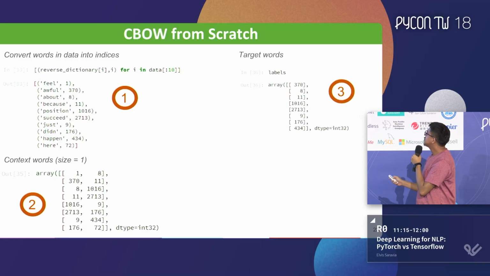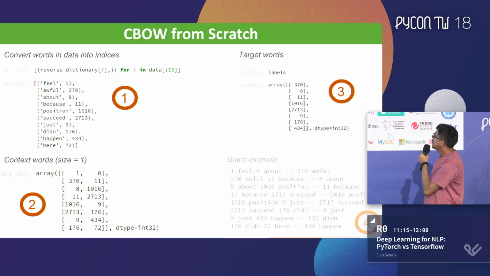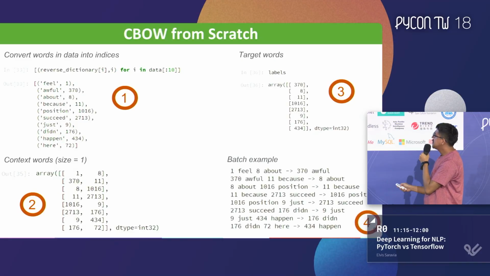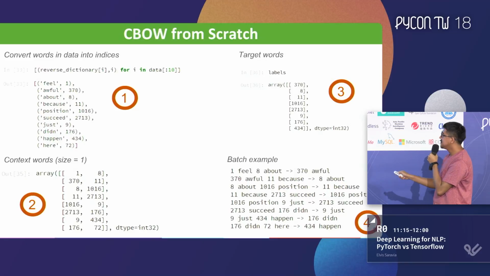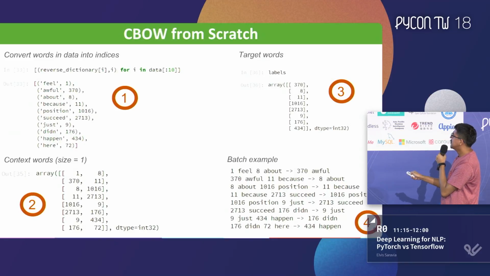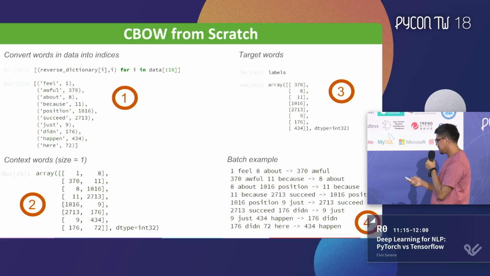So these are the target words. For example, here the 370, you can see here, awful, that would go here. So that would be the label. And just as an example, let's say we create a batch. Now we have the 1, 8, feel, about, and we have the 370 here. These ones represent records, and that's a batch.